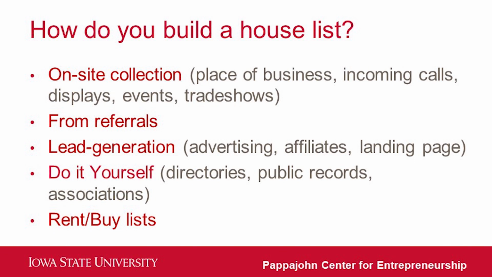The fourth piece here is do it yourself. I know a lot of people who are very nimble, and that's the great thing about entrepreneurs, you can a lot of times look this information up. There are public records, directories, and associations, which I alluded to earlier, but make sure you try to get permission as you're building your list. And the last option is probably the most expensive option: you can actually rent and buy lists. So just keep that in mind as well.